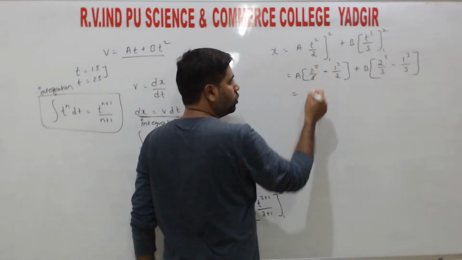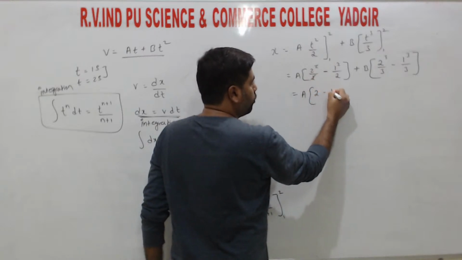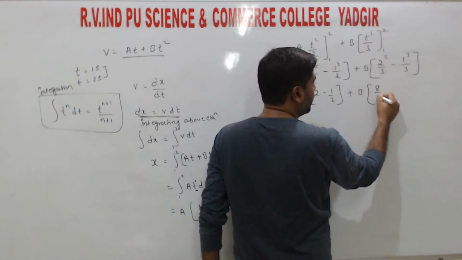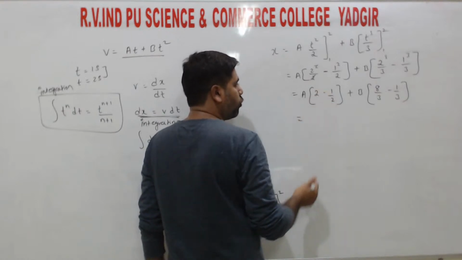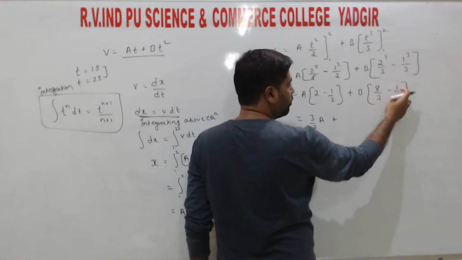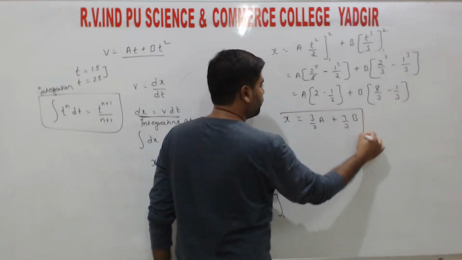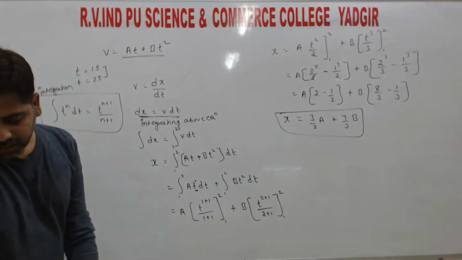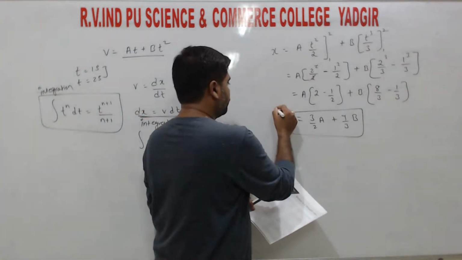So here 2 square gets cancelled, so a into 2 minus 1 by 2 plus b into 8 by 3 minus 1 by 3. This is regular simplification. So 4 minus 1, 3 by 2, a plus 8 minus 1, 7 by 3, b. So this gives the displacement in the time interval from 1 second to 2 seconds, right? So the answer is option A.